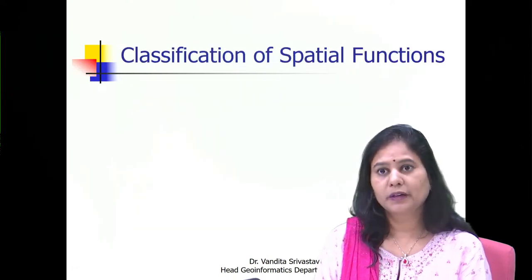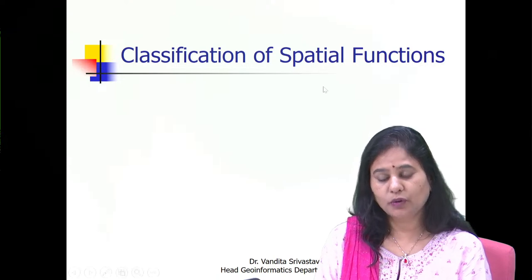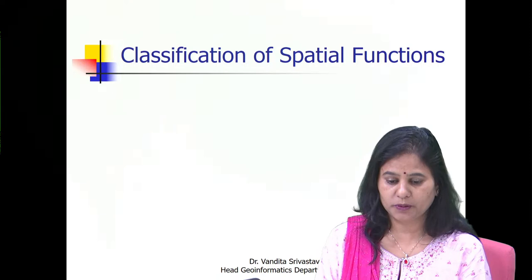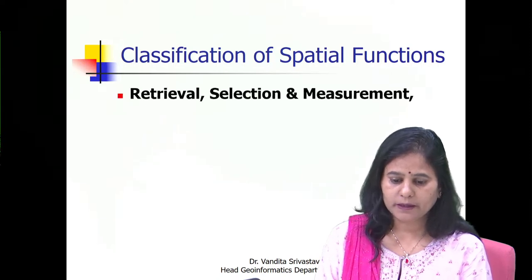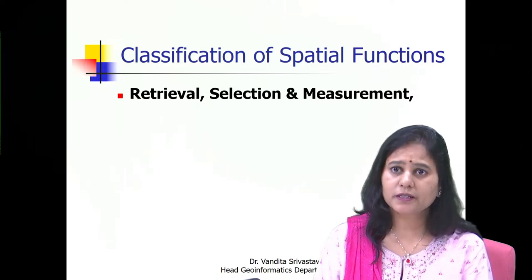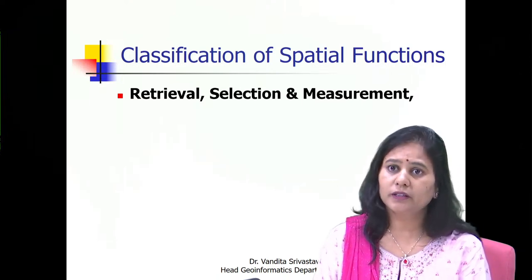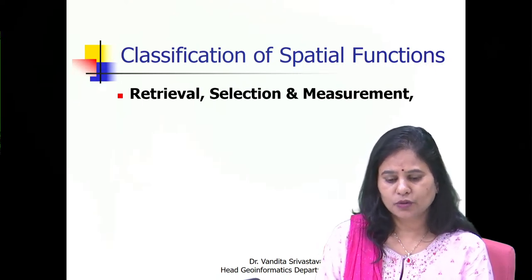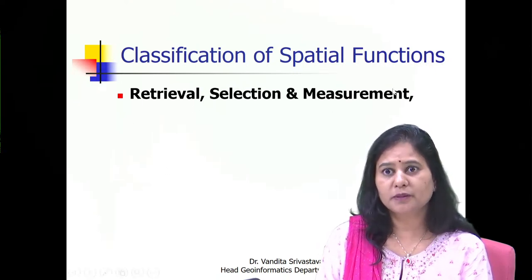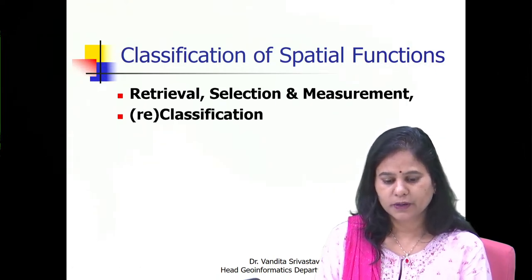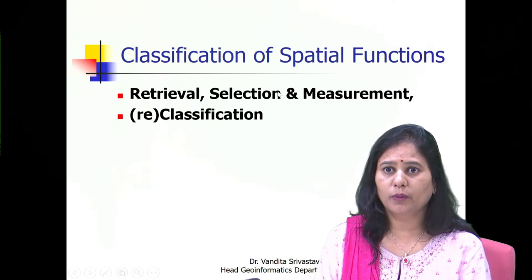And now I'll also tell you what functionalities are present in any GIS software for carrying out a spatial analysis. They are categorized into 4 categories. The first one is simple operations such as retrieval and measurement, selection procedures. So retrieval, selection and measurement formulate the first category of spatial functions, wherein manipulation is not required.